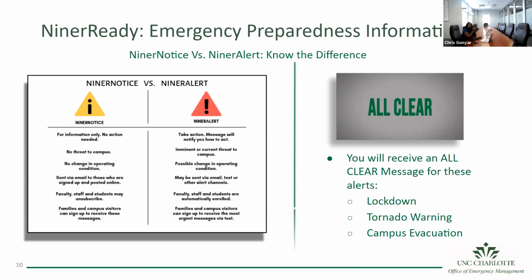And another thing to notice is that there are some action directives where you will receive an all clear, meaning that you don't want to stop the action directive. You don't want to stop seeking shelter, or leave a lockdown situation, until you receive an all clear message. And you will see in the presentation that those include lockdown, tornado warning, and campus evacuation. During any of those events, you will receive an all clear message letting you know that it is safe to return to campus or safe to deactivate any of these action items.